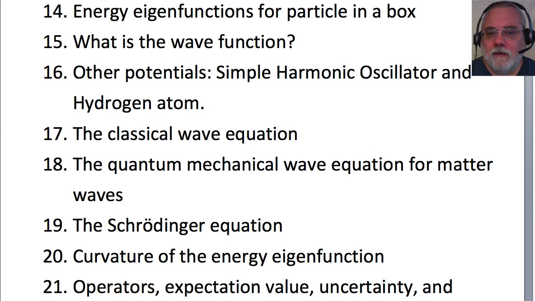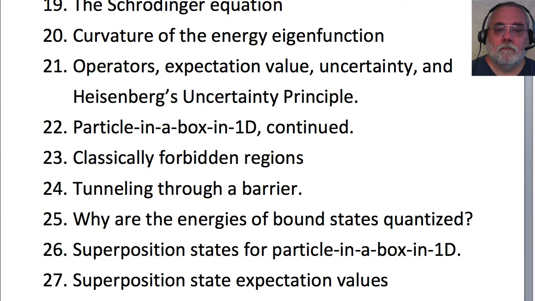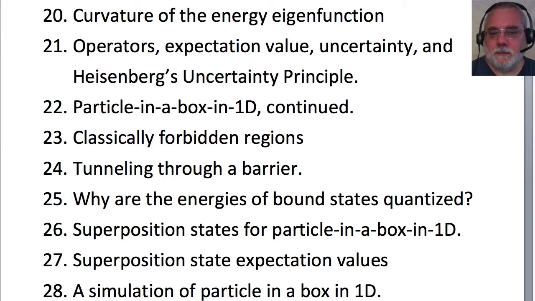We'll ask, what is the wave function? What does it represent? We'll look at two other potentials, so not particle in a box: simple harmonic oscillator and hydrogen atom. We'll only look at them superficially to see how they're different than particle in a box. We'll look at the classical wave equation, and we will develop the quantum mechanical wave equation for matter waves, the Schrödinger equation. We'll look at curvature of the energy eigenfunction and see how it relates to kinetic energy. We'll look at operators, expectation value, uncertainty, and Heisenberg's uncertainty principle.